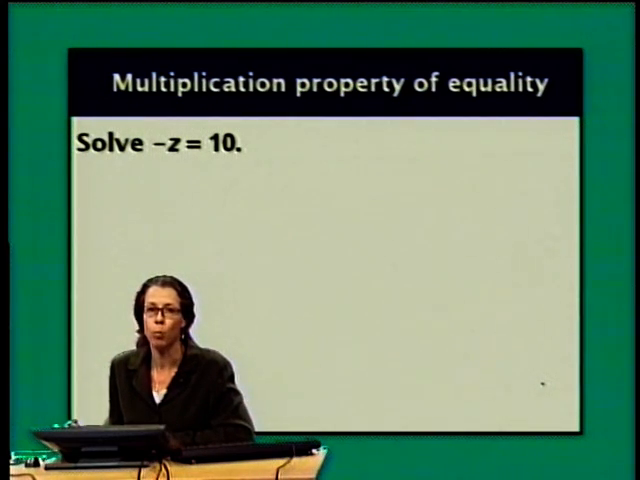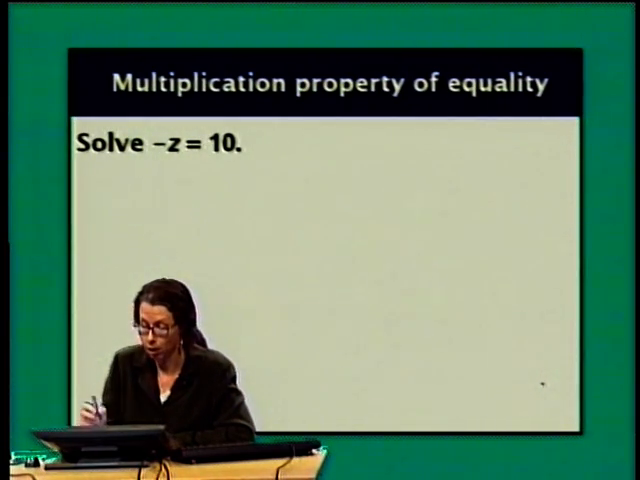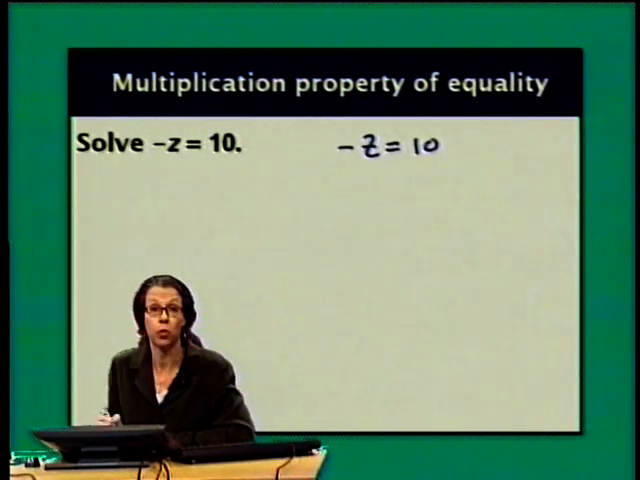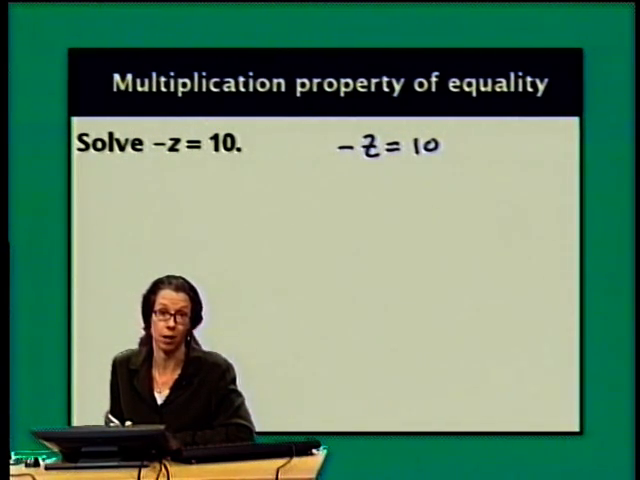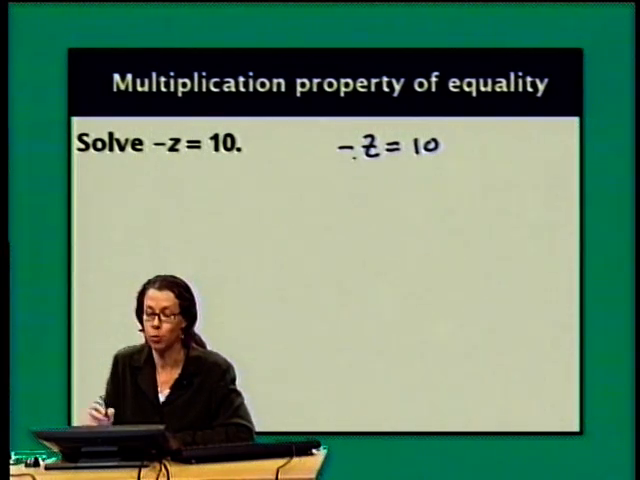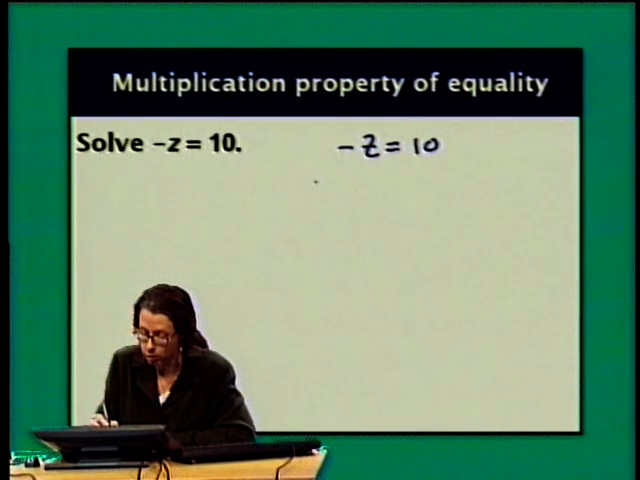Now we're going to do a couple more examples, and these are fairly simple examples, but I want to point out some patterns that emerge when we use the multiplication property of equality. My equation is the opposite of z equals 10. Well, I want z equals a constant, not the opposite of z equals a constant. So I've got this minus sign here that I have to deal with. Well, what I'm going to do is I'm going to multiply both sides of this equation by -1.